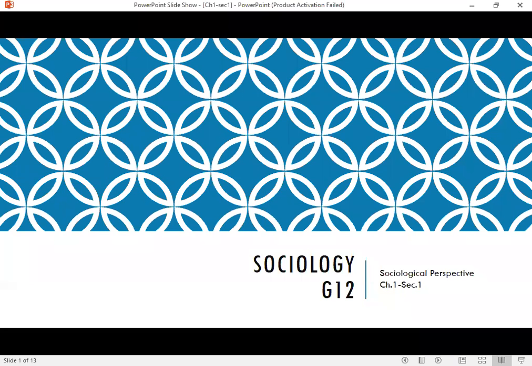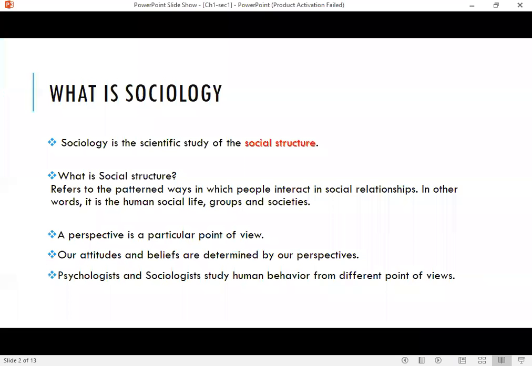This is the first session of sociology. To start, we need to first define the term. What do I mean by sociology? It's the scientific study of social structure. What do I mean by social structure, or what is social structure? It refers to the patterned ways in which people interact in social relationships. In other words, it's the human social life, groups, and societies.